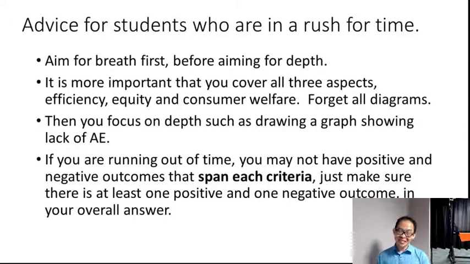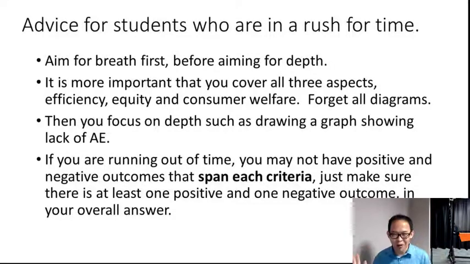Of course, this is the final slide. I'm aware that for case studies, we are typically in a rush for time. Like I said earlier, we have about 1 hour, 7 minutes for each case study. So when it comes to the 8 mark and 10 mark question, you are definitely in a rush for time. So my advice to students is this: aim for breadth first before aiming for depth. That means if you look at this 10 mark question, it is more important that you cover all 3 aspects: efficiency, equity, and consumer welfare. Make sure you cover at least one of each, all 3.